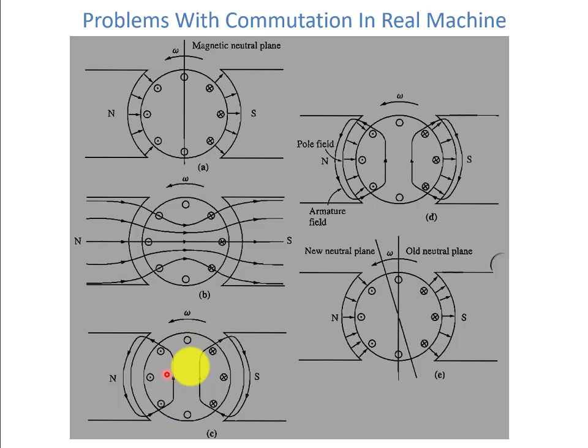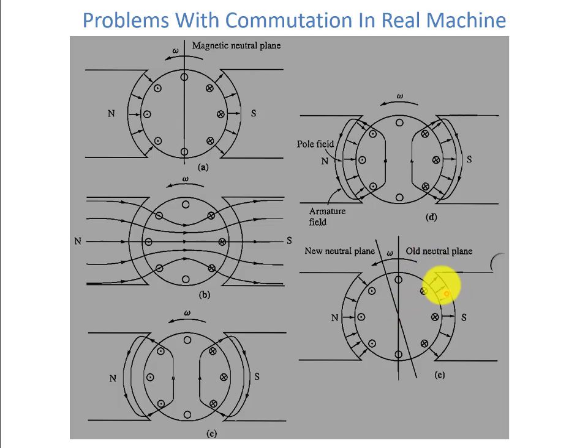So when we load the machine, there will be a magnetic field of the rotor itself, and that will create the bunching that we can see here. That bunching will shift the neutral plane to a new neutral plane. Obviously if it is used as a generator, it will be in the direction of the rotation, but if it is a motor, it will be opposite to the direction of the motion because of this bunching.